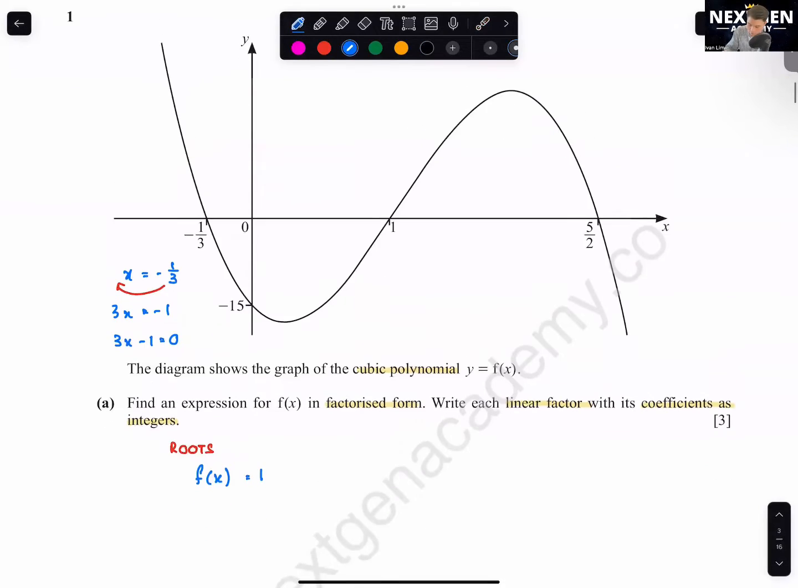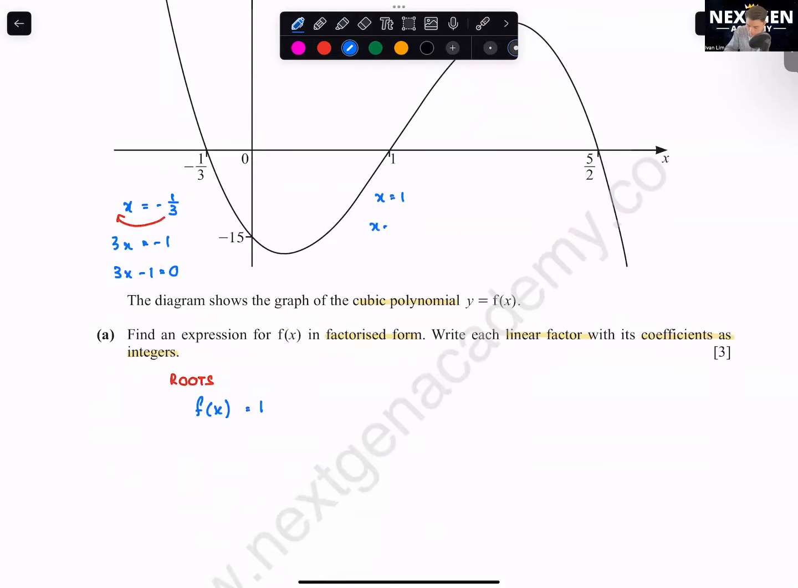This one, same thing also. x equals 1, so x minus 1. This one, x equals 5/2. Multiply the denominator first, then move the 5 to the left-hand side. 3x plus 1, sorry. So 3x plus 1, x minus 1, 2x minus 5. Everyone clear on this one? So we will write it like this in factorized linear factor form first: 3x plus 1, x minus 1, and 2x minus 5.